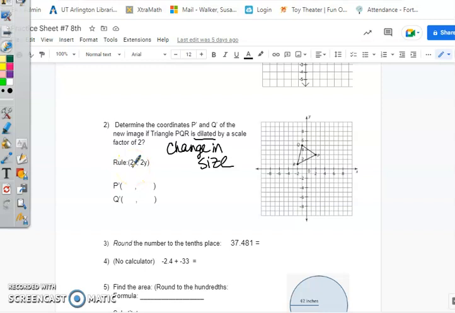So we're going to find our points. So P is 2 comma 3. Then you're going to multiply each one of those by 2. 2 times 2, 4. 3 times 2, 6. And that's my new point. Okay? 4 comma 6. So you are going to do that with Q. So list your point for Q. Okay, and I'll give you a hint. The x should be negative. It will stay negative. Okay?